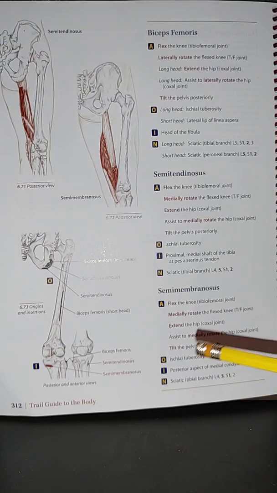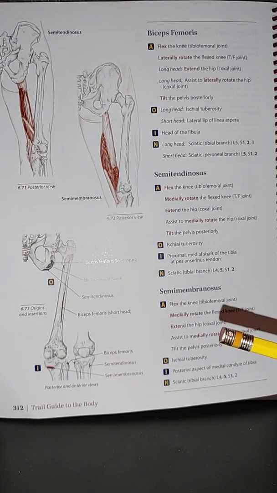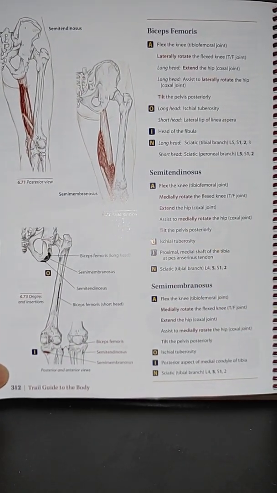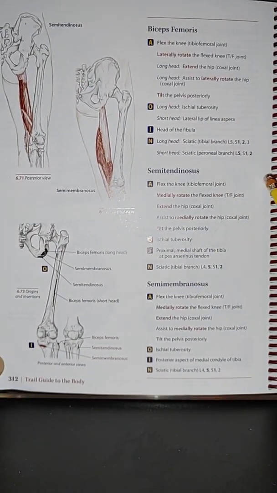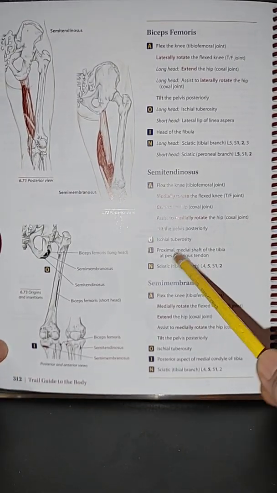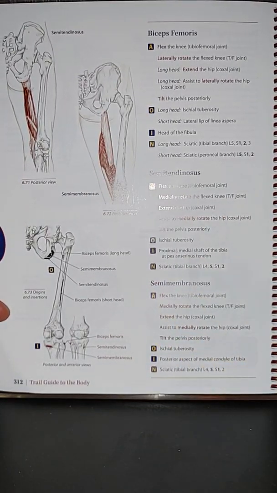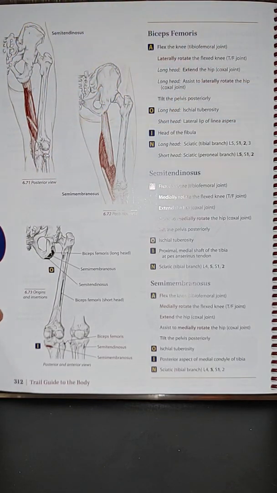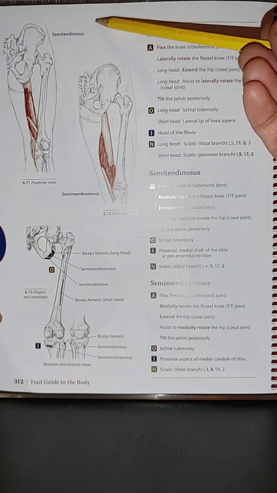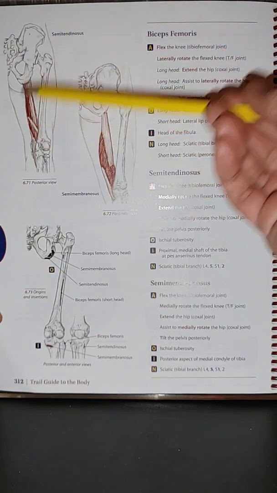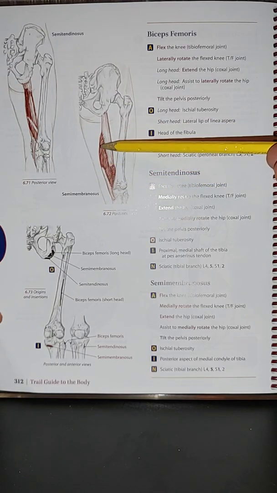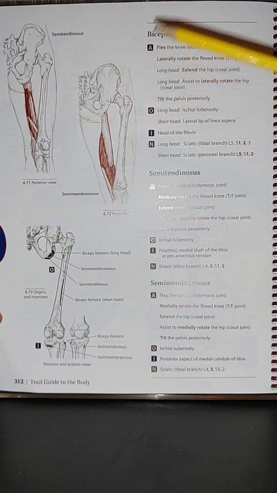Hi guys, we are at page 312, Trail Guide to the Body, and we are featuring the biceps femoris, the semitendinosus, and the semimembranosus, the so-called hamstring. Looking at image 6.71, we have the posterior view, with the semitendinosus highlighted, and here we have the semimembranosus highlighted. Again, this is a posterior view.